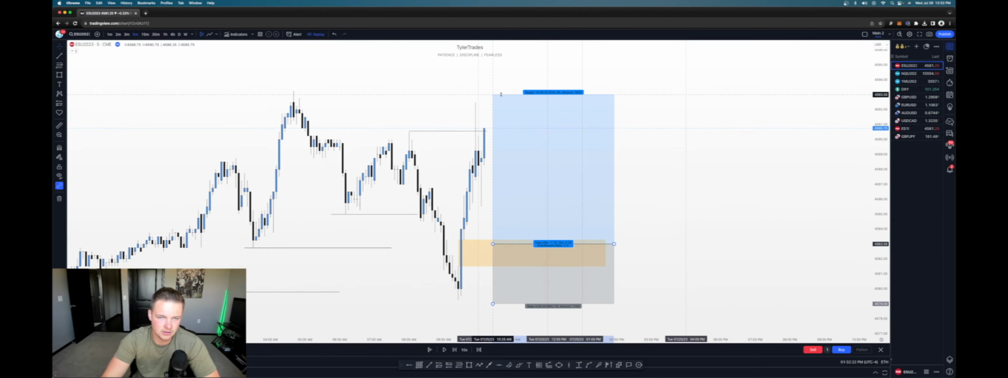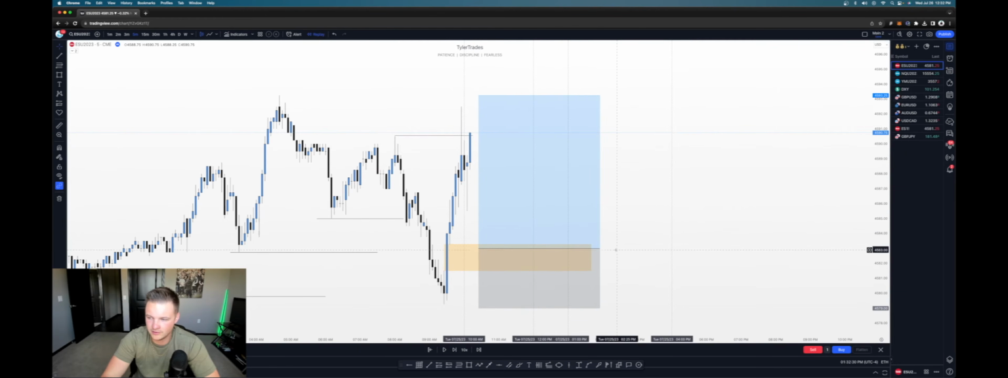And then what I'm looking to do then is target opposing liquidity. So this would be a 10-handle move from entry to take profit. And then my take profit 1 would be exactly 5 handles, where I would look to remove risk, take a partial, and then let it ride from there. So my 5-handle TP1 would be right here.